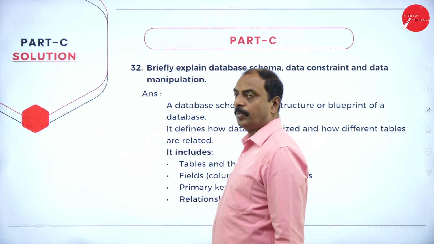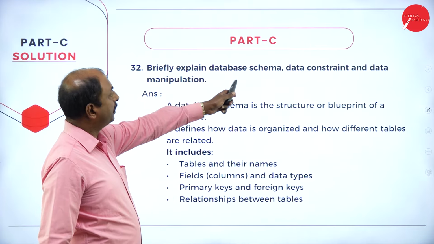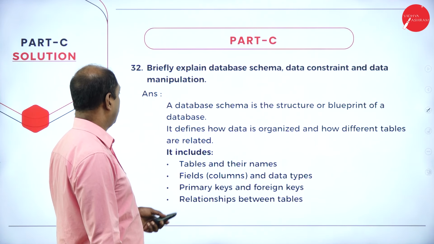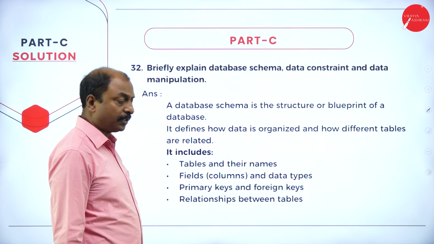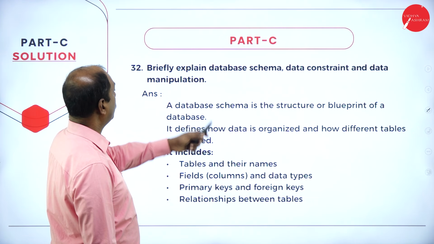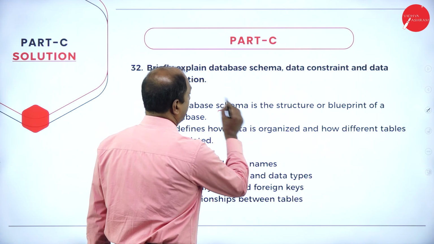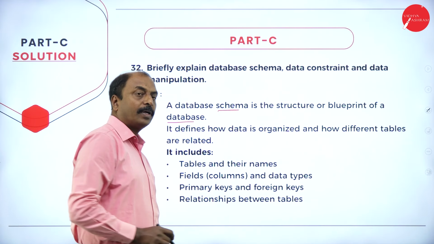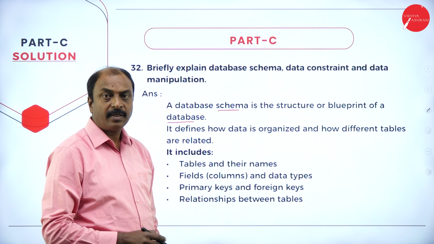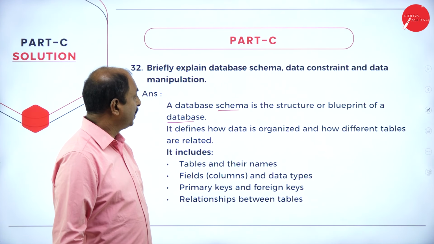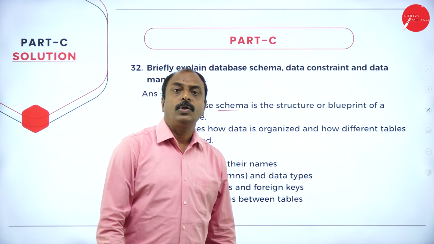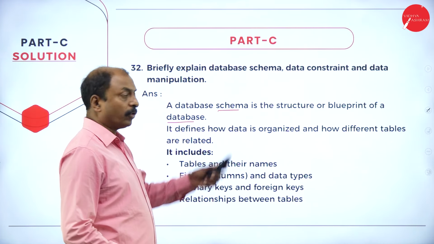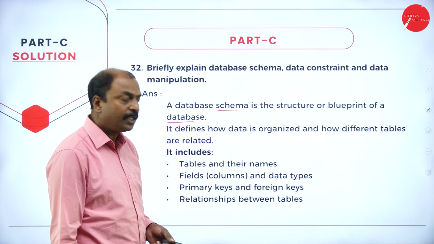Next question: briefly explain database schema, database constraint and data manipulation. We have to write the definition for all of these with examples. First of all, what is a database schema? It is the structure or blueprint of the database. Database schema is nothing but the structure of the table. This is what you can see when you use the command describe or DESC. Then it gives the output, which is nothing but the structure of the table.